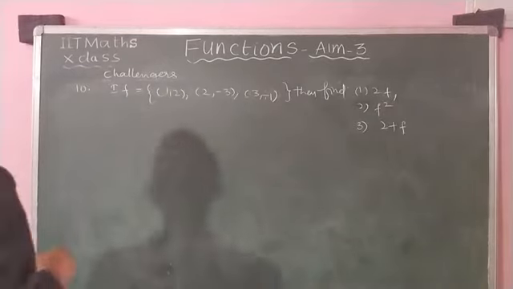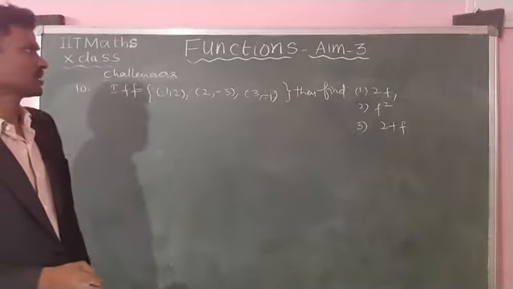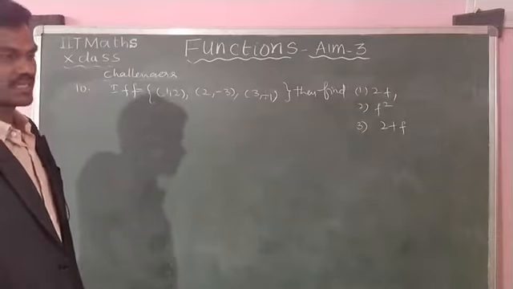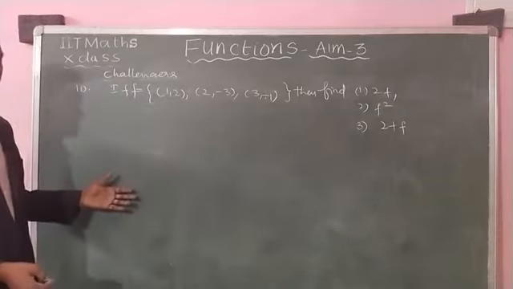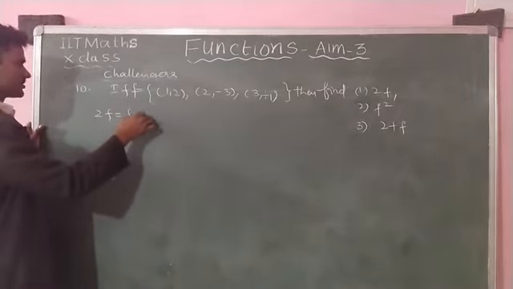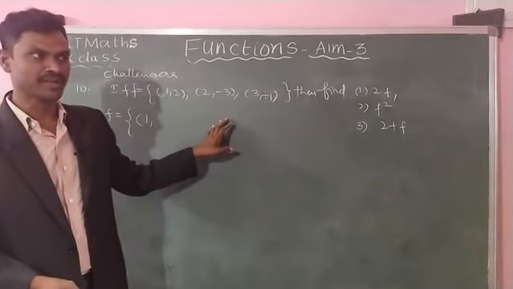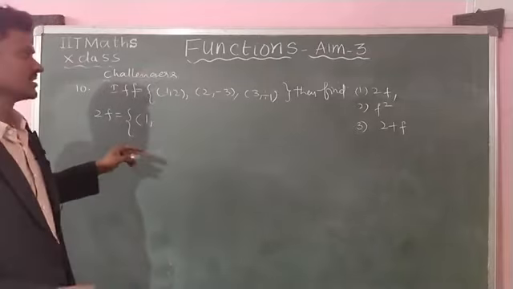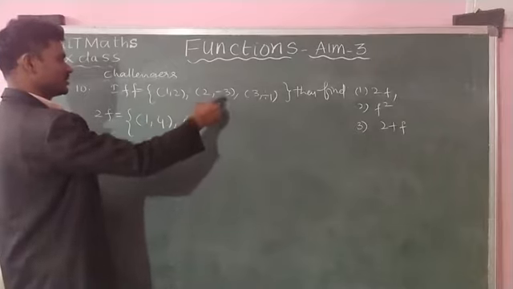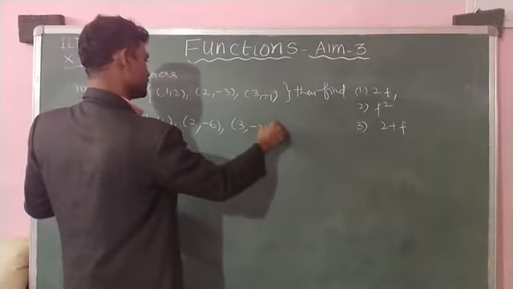Okay, next, 10th problem. If f is equal to the set of ordered pairs (1, 2), (2, -3) and (3, -1), then find 2f, the second one f square, and the third one 2 plus f. This is also a very easy problem. See here, f is given. You can find 2f as the set of ordered pairs. Whenever it is given like this, only the range changes, the domain does not change. Here (1, 2 into 2 is 4), then (2, 2 into -3 is -6) and (3, 2 into -1 is -2). Understand clearly?